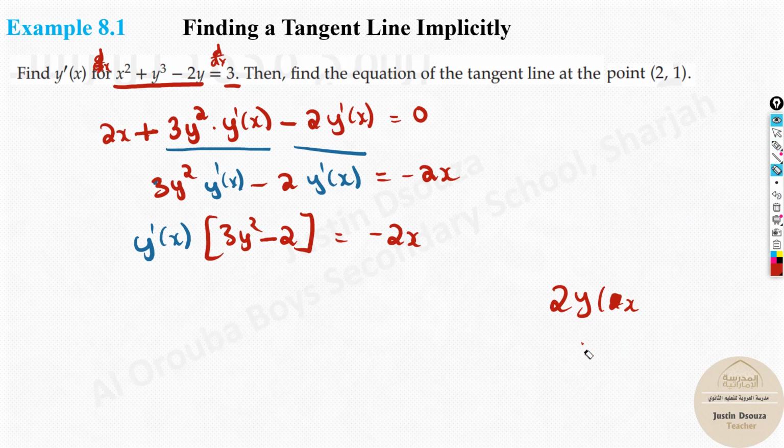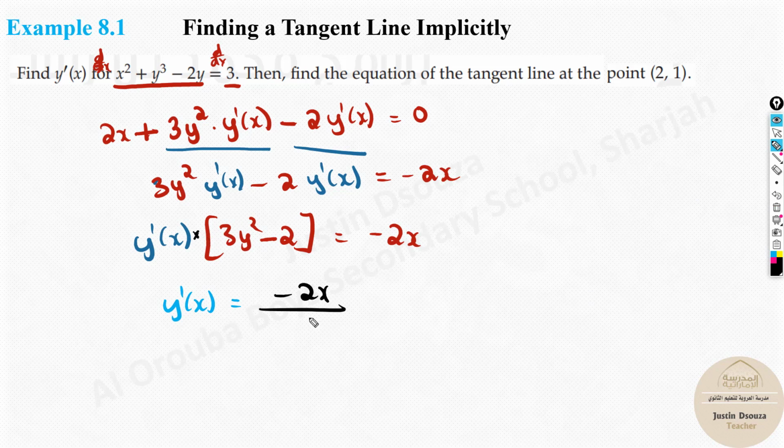Now what you do, we wanted y dash only, right? I want only this y dash. I don't want anything else. So you need to leave this y dash of x here and write everything else on the other side. Minus 2x over here. This goes down because it's multiplication. Here it's multiplication. It's multiplying. I'll write a small x. That's multiplying. Okay.